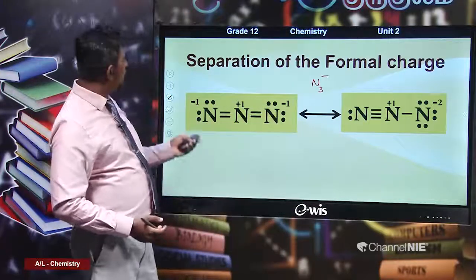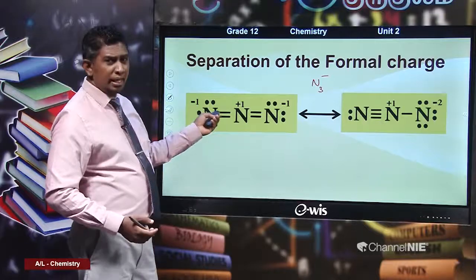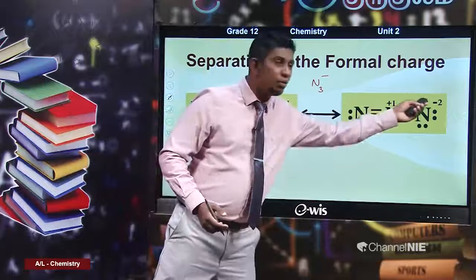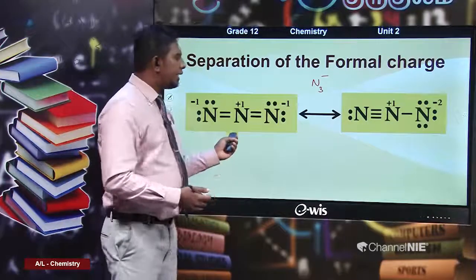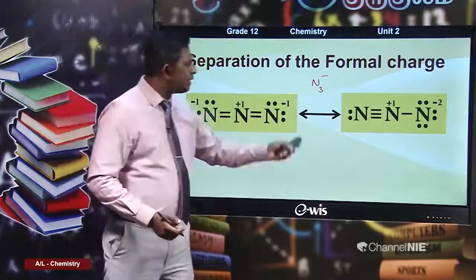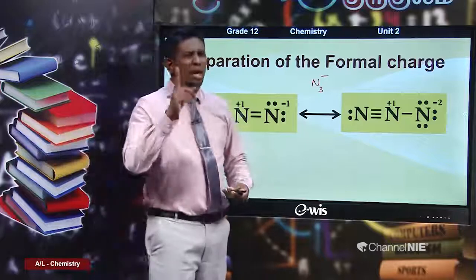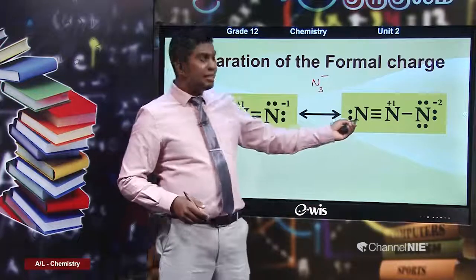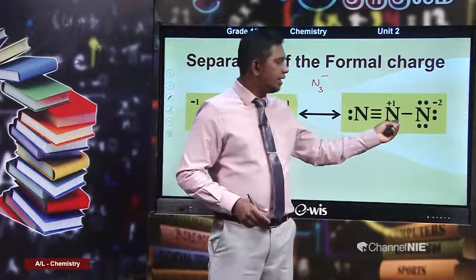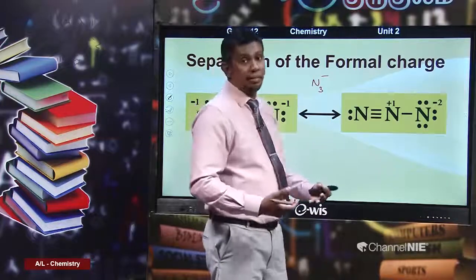What's wrong with these two ways? Nothing is wrong, the formal charge is the same, the same number of charges. It's 1, 2, 3. Here it's 3, here it's 3. But here those 3 charges are carried by 3 nitrogens. Each nitrogen has only 1 charge. This nitrogen is relaxed. This nitrogen is carrying 1 charge, but this nitrogen has the weight fully on it.